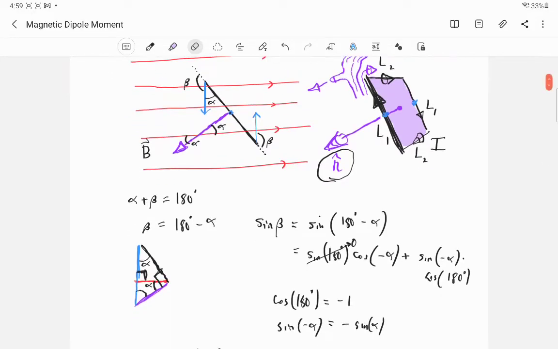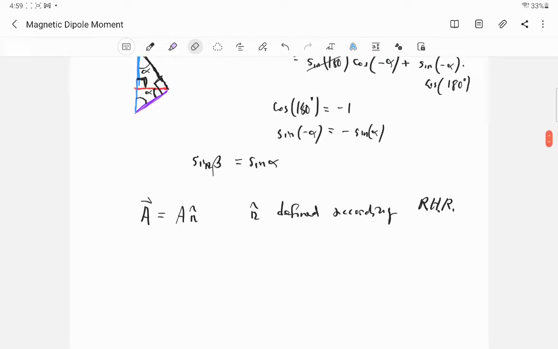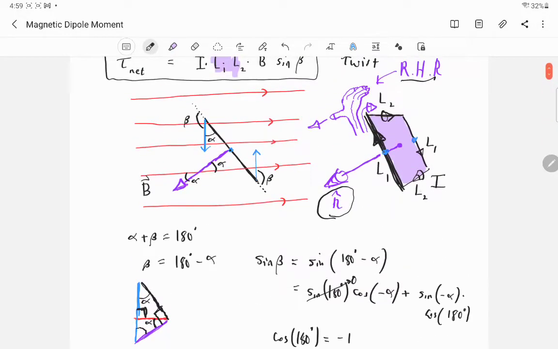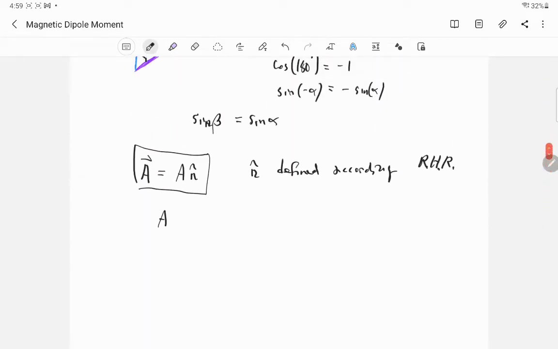Okay, so all right, we have this thing. It's called the area vector. And if you look at the purple area up here, it's just L1 times L2. It's just the area enclosed by the current loop, right?